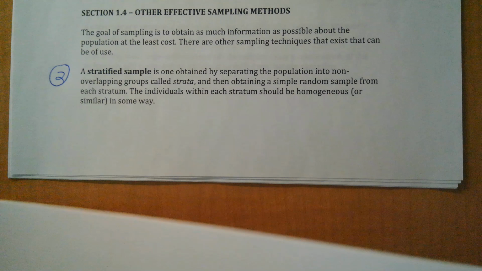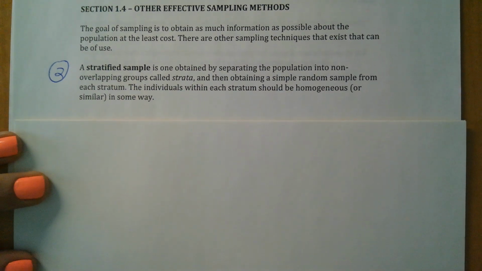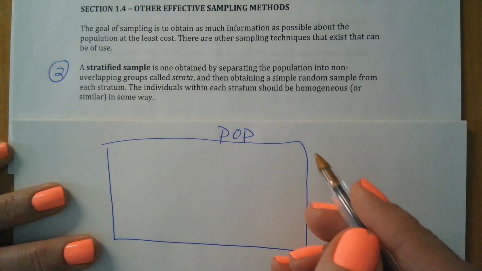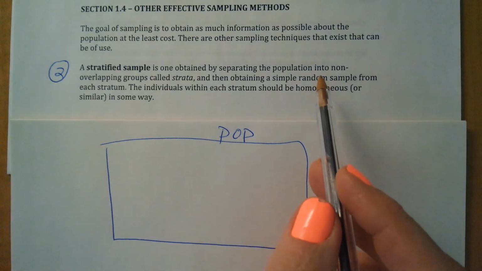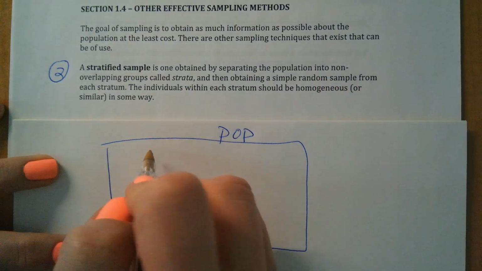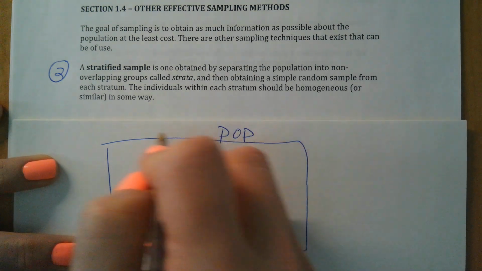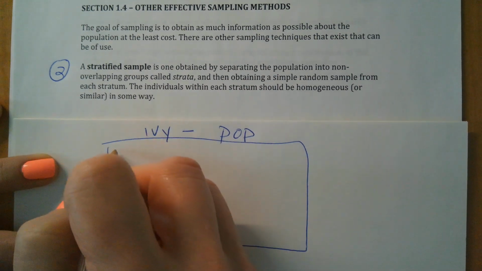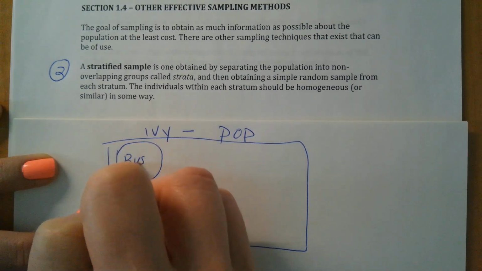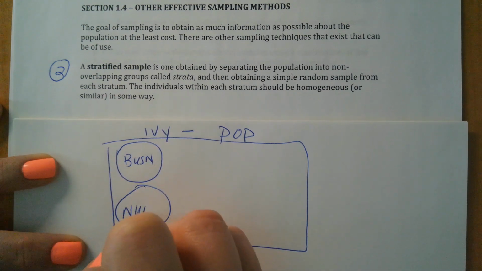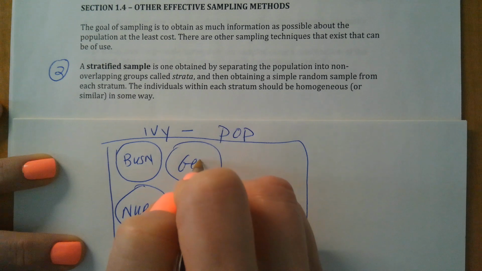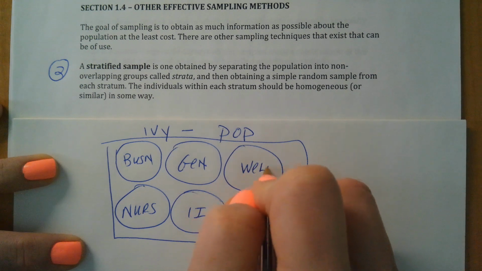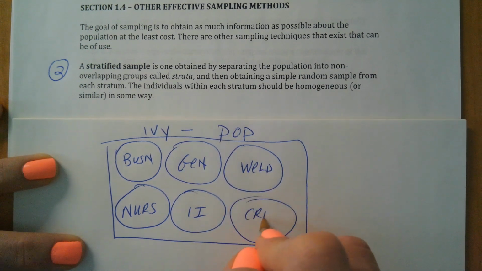So for example, an example of stratified sampling, you're going to have a population. Let's say this is my population. And within here, I'm going to separate the population into non-overlapping groups called strata. So let's say this is all Ivy Tech students. That's my population. And within Ivy Tech, we have majors. We have business students. We have nursing students. We have general education students. We have IT students. We have welding students. And I don't know, criminal justice, for example.